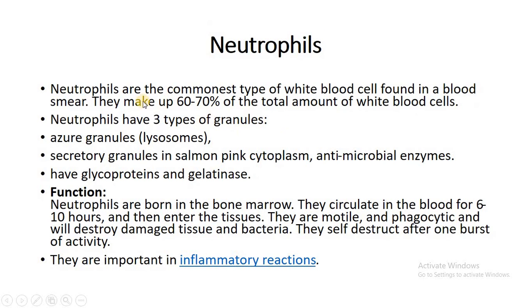Neutrophils are the commonest and can make up 60 to 70% of the total white blood cells. They have three types of granules: lysosomes, secretory granules and glycoproteins. They are born in the bone marrow, circulate in blood for about 6 to 10 hours and then enter the tissues, where they are involved in phagocytosis and are very important in inflammatory reactions. You will study each of these processes in detail in immunology next year.